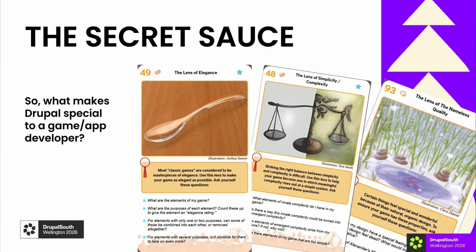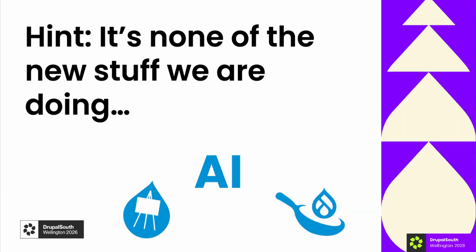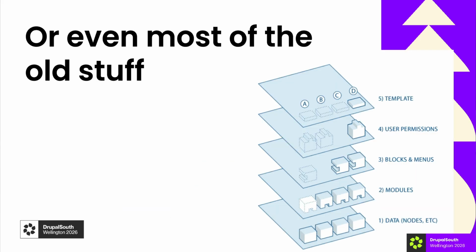So, what is this secret sauce that makes Drupal special to a game or app developer? Now, these are some of the lenses you might look at it through: the lens of elegance, lens of simplicity versus complexity, or the nameless quality. We're trying to distill what is the Drupalness, that is, why would you use Drupal with these other projects? Now, hint, it's none of the new stuff we're doing. It's not the AI, it's not Canvas, it's not recipes or any of the other things that we've been doing for the last little while. Or even most of the old stuff.